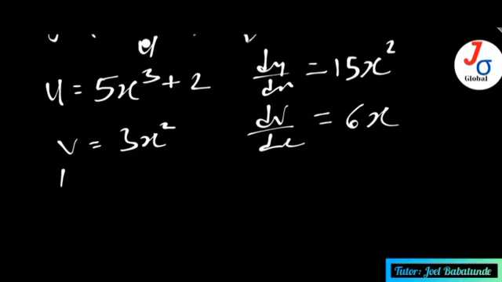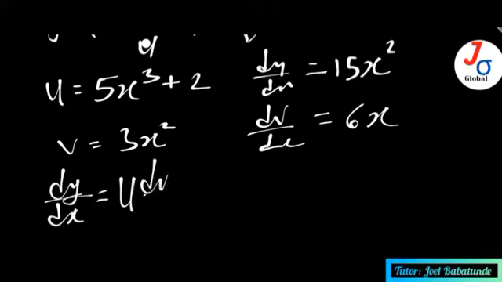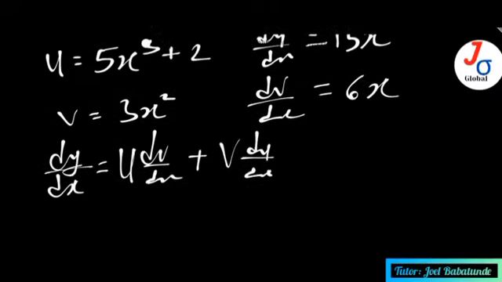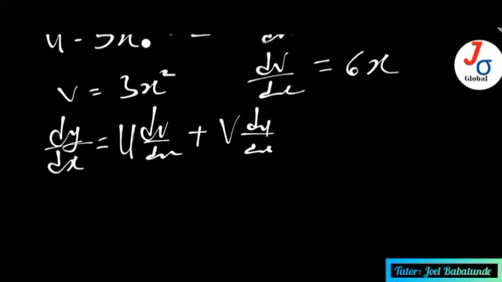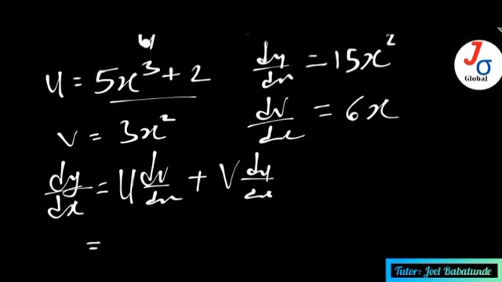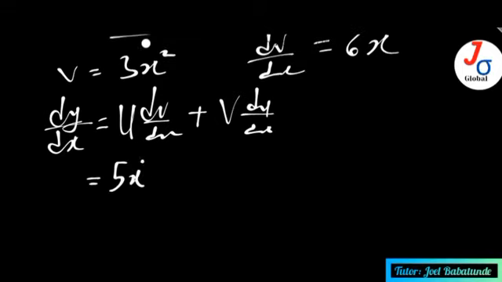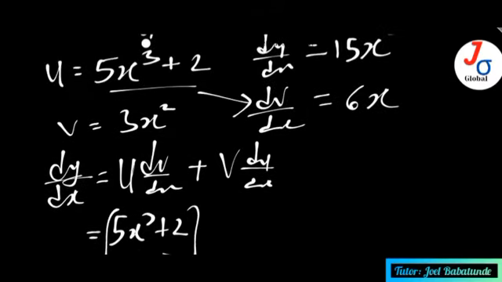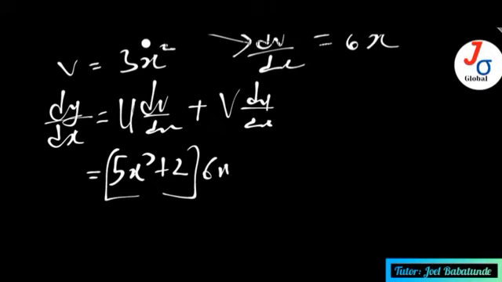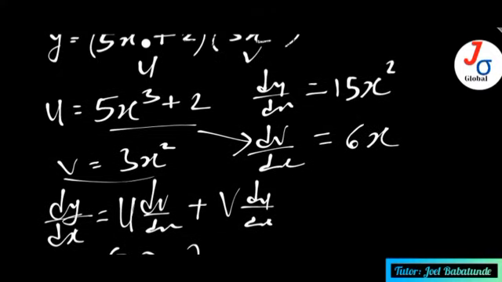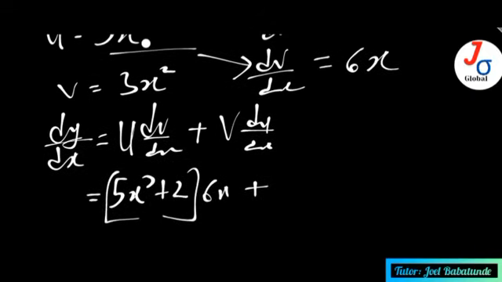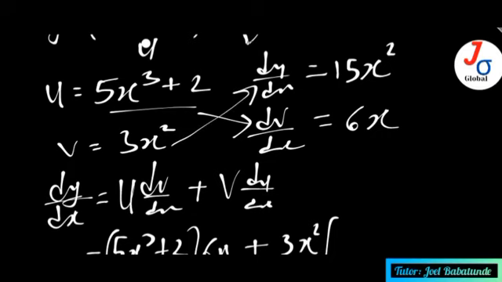And so my dy/dx becomes, what's the formula again? u dv/dx plus v du/dx. Okay, and so I have, what's my u? My u is 5x cubed plus 2, multiplied by dv/dx, 6x, plus v. What's my v? My v is 3x squared multiplied by du/dx, that's 15x squared.